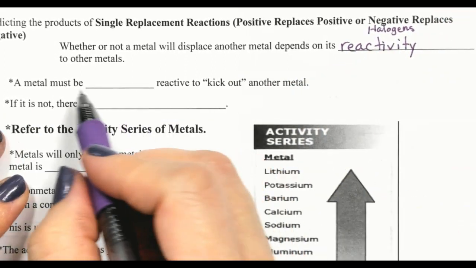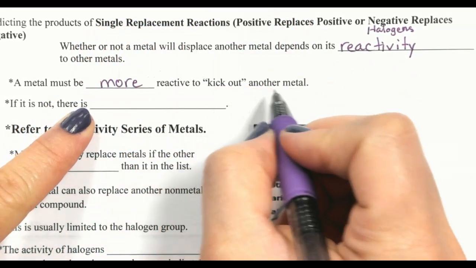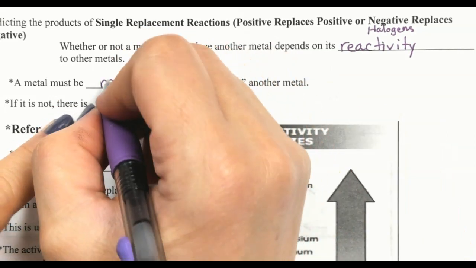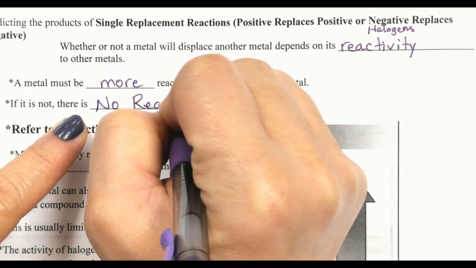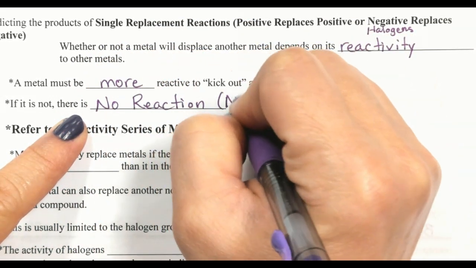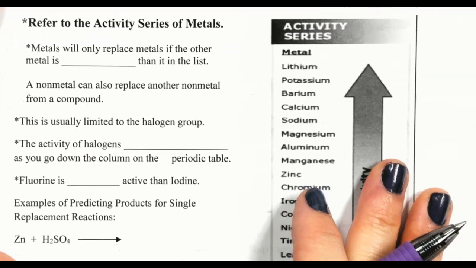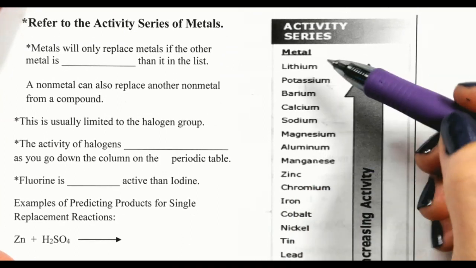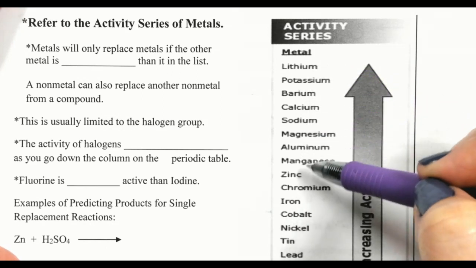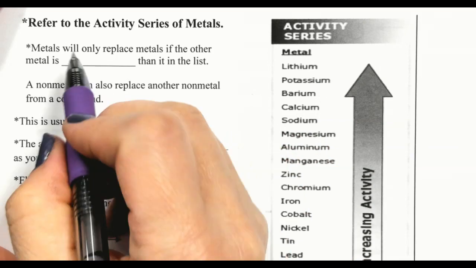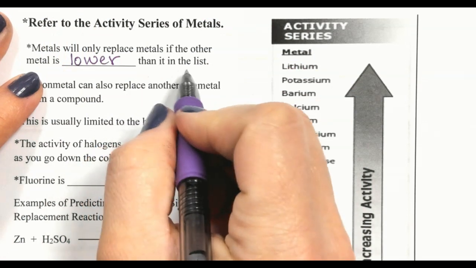Reactivity. A metal must be more reactive to kick out another metal. If it is not, there is no reaction. And often we'll just write this as NR, no reaction occurs. So what's given to us is called an activity series, and at the top is the most active or most reactive metals, and then they get less and less active as we go down below. Metals will only replace metals if the other metal is lower than it in the list.